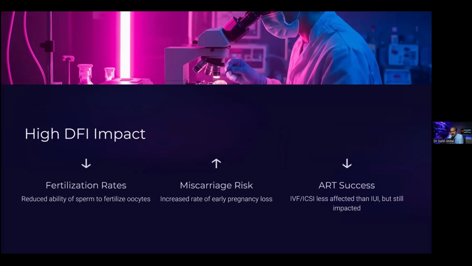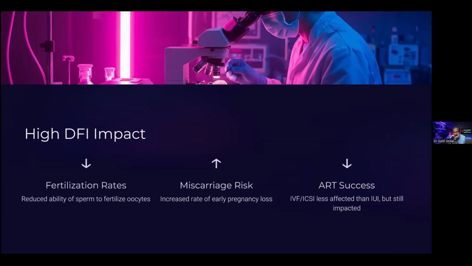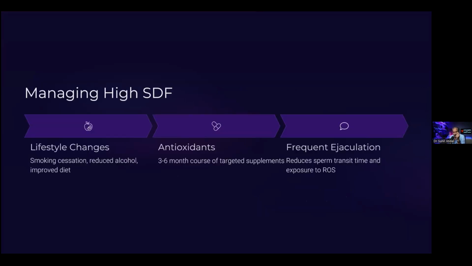ICSI is better because in ICSI, when you place a high DFI sperm into the cytoplasm, number one, the injury which takes place outside in an IVF doesn't take place. Number two, in case repair needs to be done, the cytoplasm of the egg can repair it as soon as possible. And this is the reason in poor sperms, a young egg of a younger woman is much better, and the results are much better than with an older egg, because of the repair of the sperm.